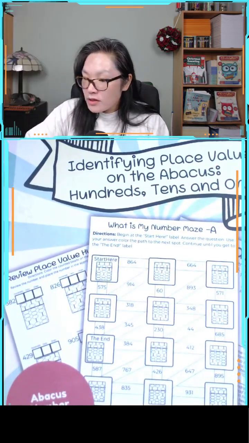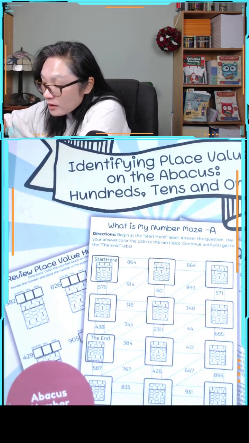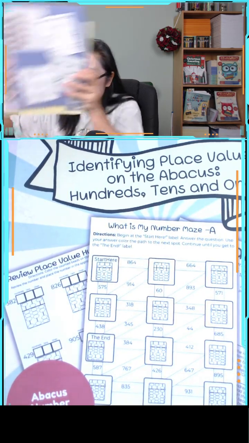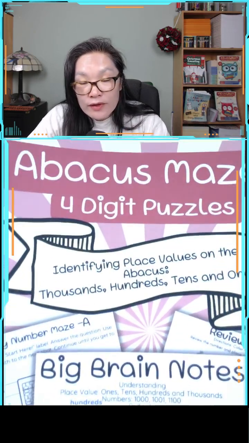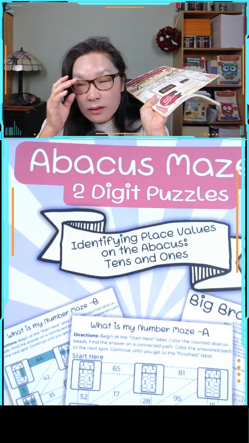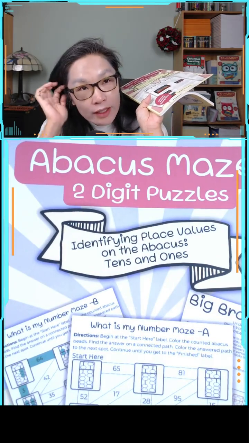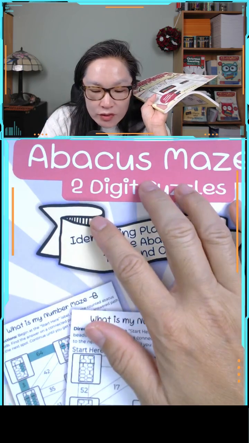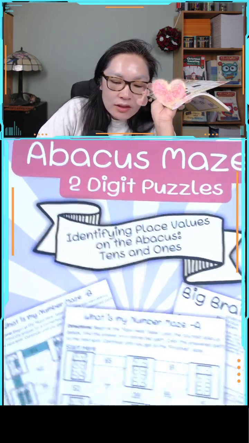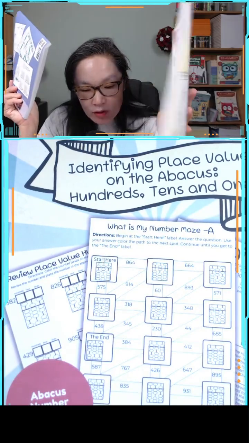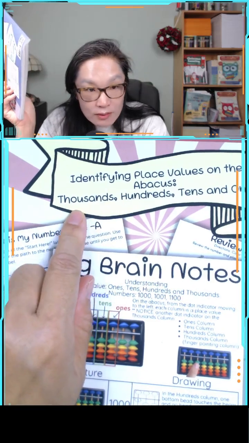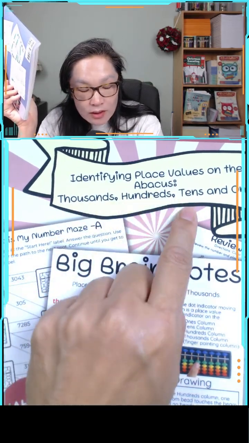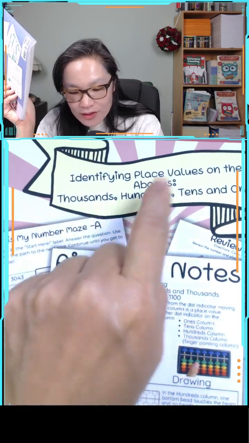Depending on what you would like, I do have a 2-digit abacus, or a 4-digit one. If you have young kids, like maybe kindergarten, first grade, or even second grade, they can do the 2-digit one. First grade, second grade, and third grade can do the 3-digit one, and then there's the 4-digit one. The 4-digit one talks about the thousands, the hundreds, the tens, and the ones.